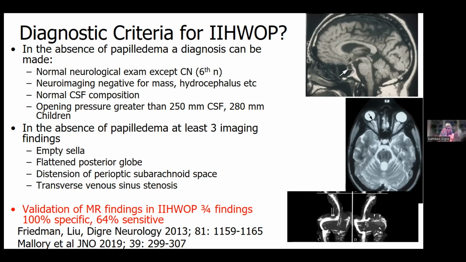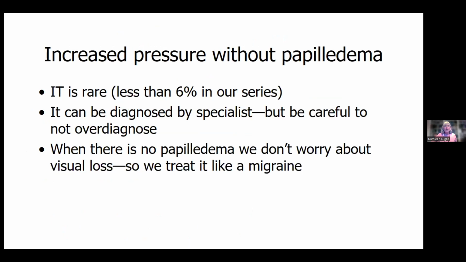We have to correlate what the nerve looks like. We have to look at the imaging. We have to look at the spinal fluid. That's why making this diagnosis is really important and should be done by people who know how to do it.